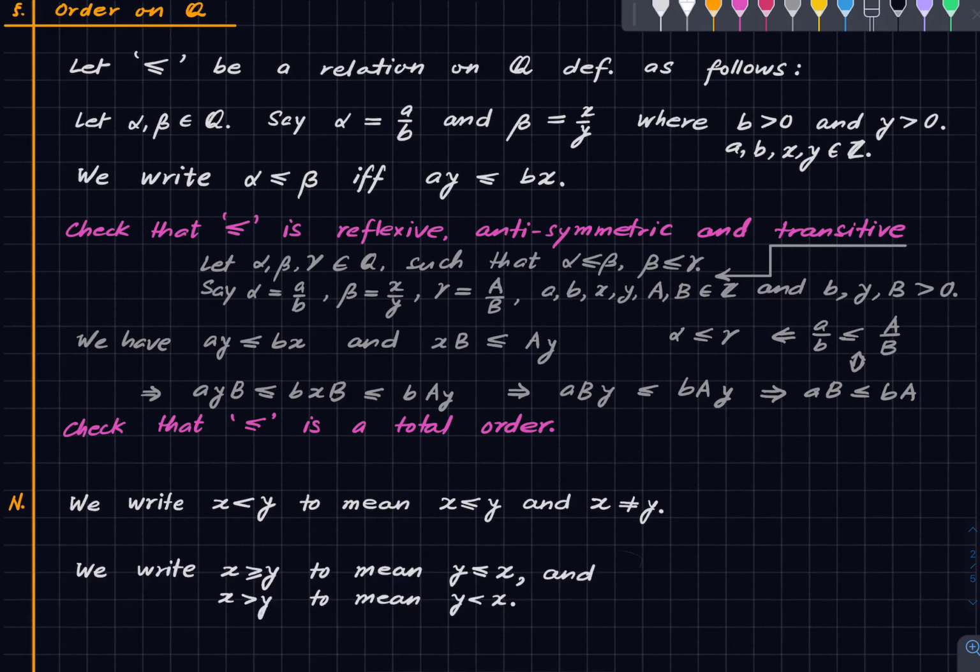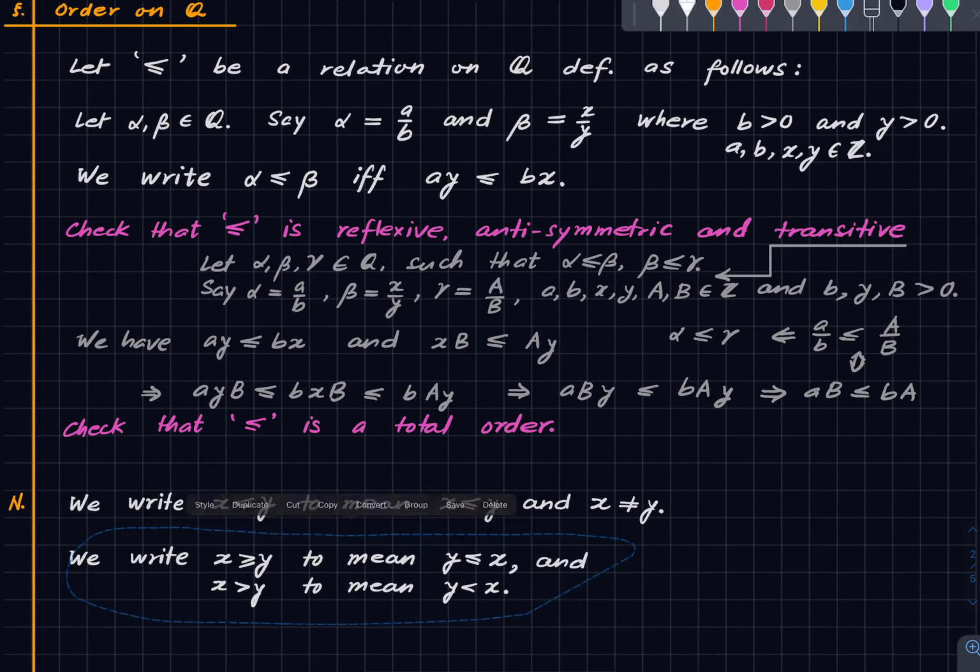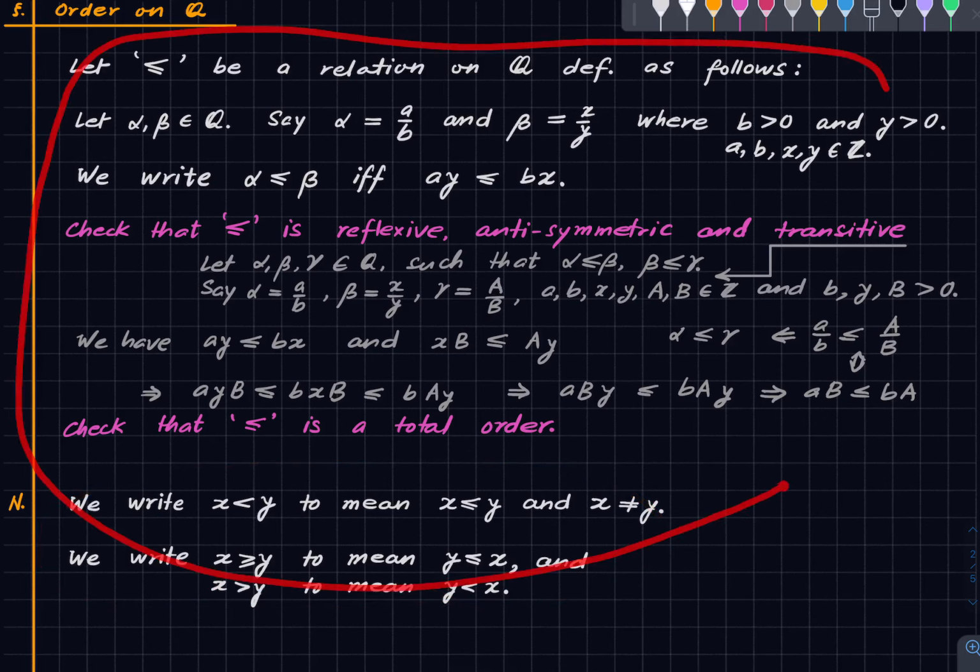And also, one flips this around to mean that. Again, we do this in basic, high school level. And we write that to mean that. Okay, so with these notations in hand, now we can talk about the next thing. So this does define a total order on Q is the upshot.